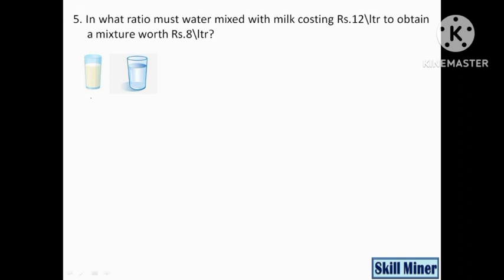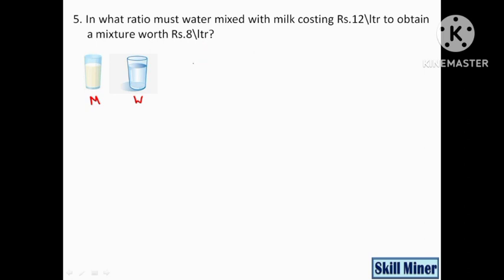There is a milk, there is a water. In what ratio must water be mixed with milk costing rupees 12 per liter to obtain a mixture worth rupees 8 per liter?